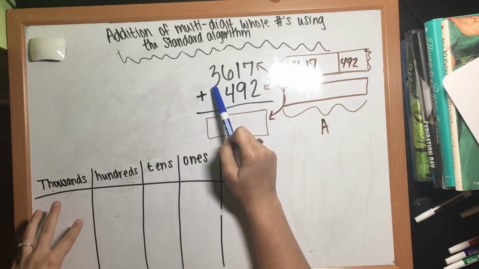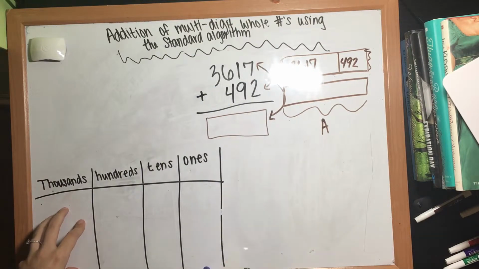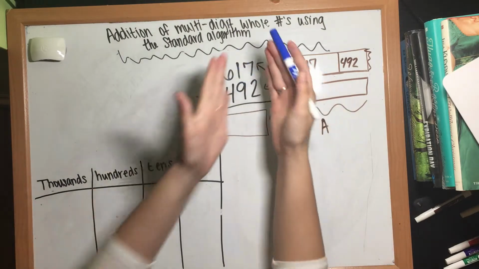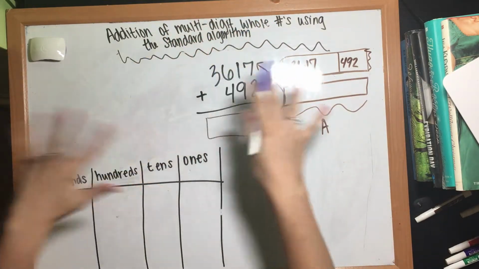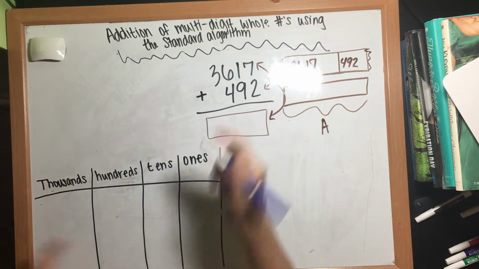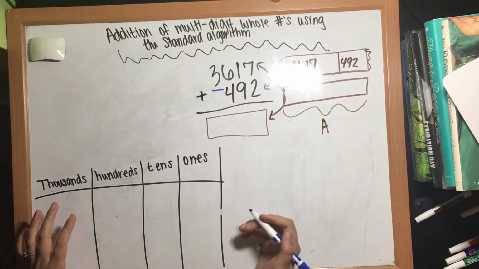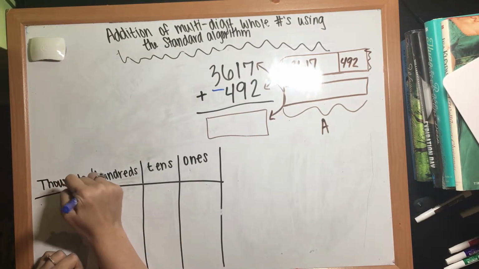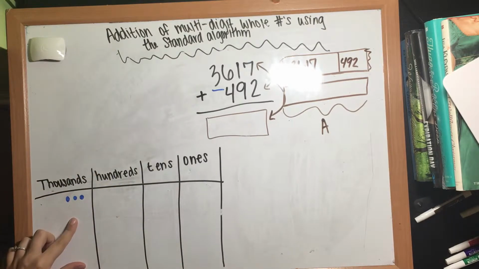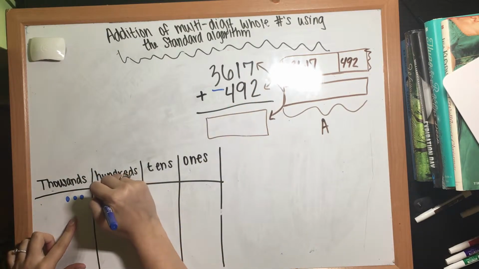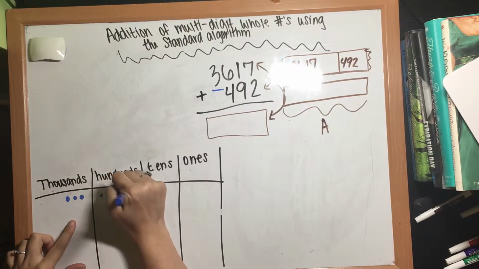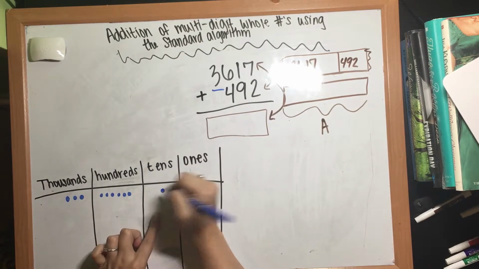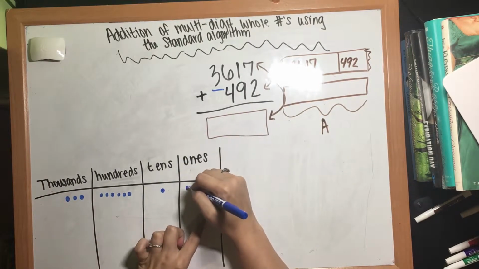But I do know several people like to start with the ones place instead. Either works, just make sure you go down the columns and keep the ones together, the tens placed together, the hundreds placed together, and so forth. So I'm going to start with the thousands. So in 3,617, I have 3 thousands, or 3 in the thousands place. I have a 6 in the hundreds place, so I'm going to draw 6 little bubbles here, or discs. Most people call them discs. A 1 in the tens, and a 7 in the ones place.